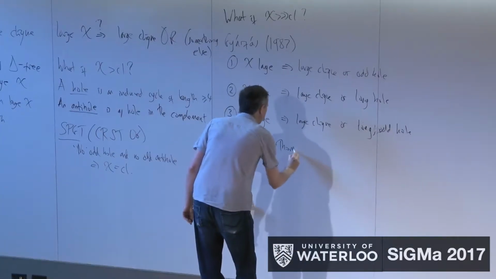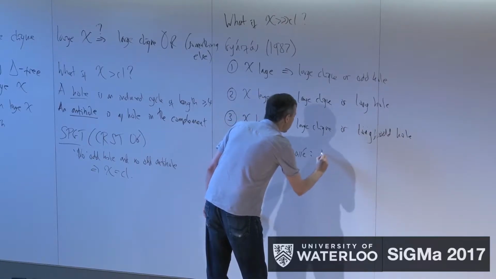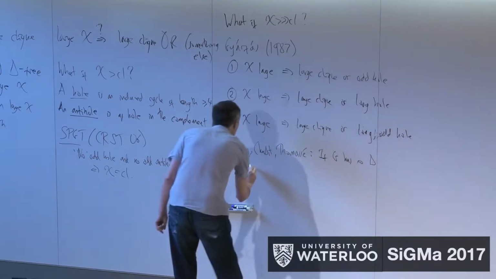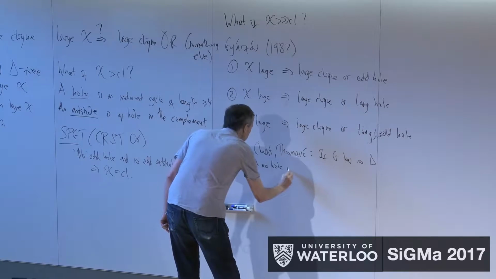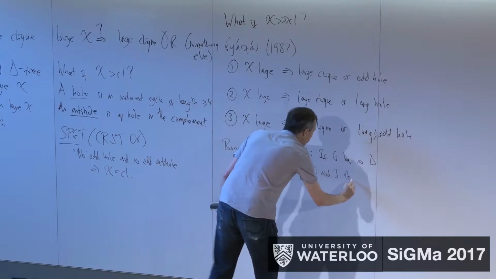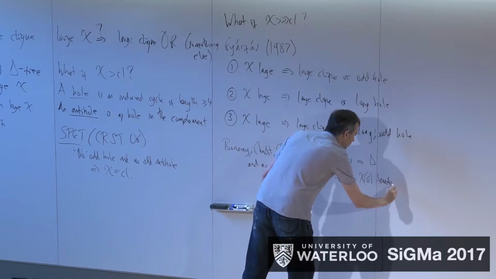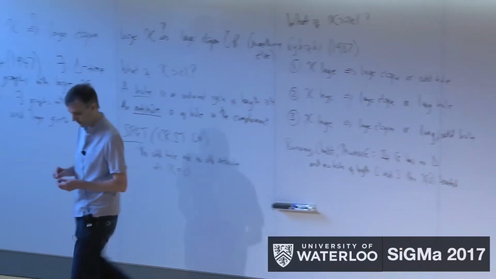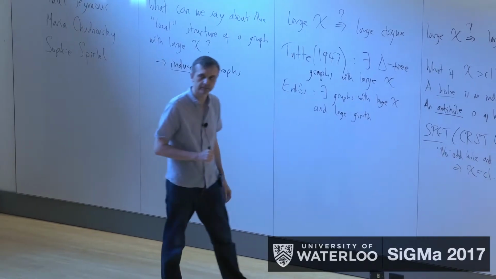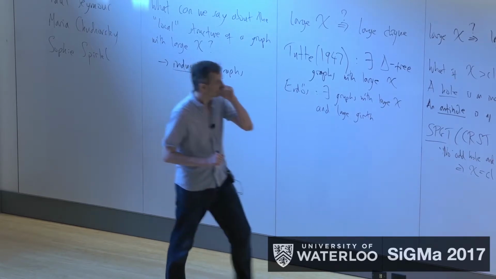Bonamy, Charbit, and Thomas actually proved this: if G has no triangle and no hole of length 0 mod 3, then chi of G is bounded by some constant. This was quite an important paper because it was the first that pushed things away from even versus odd, and there were some good ideas in there.